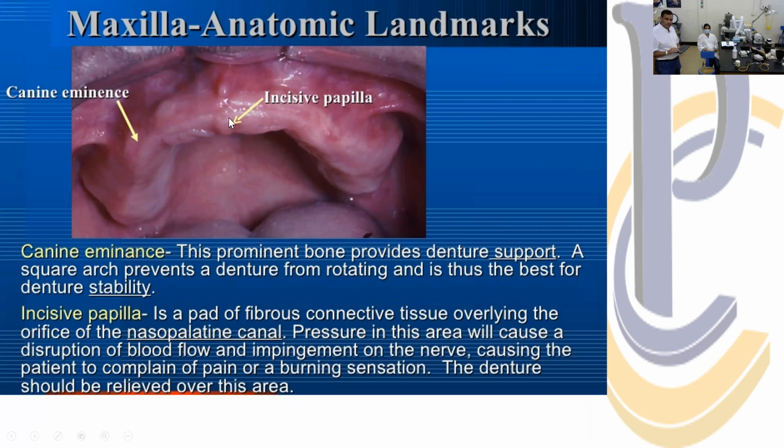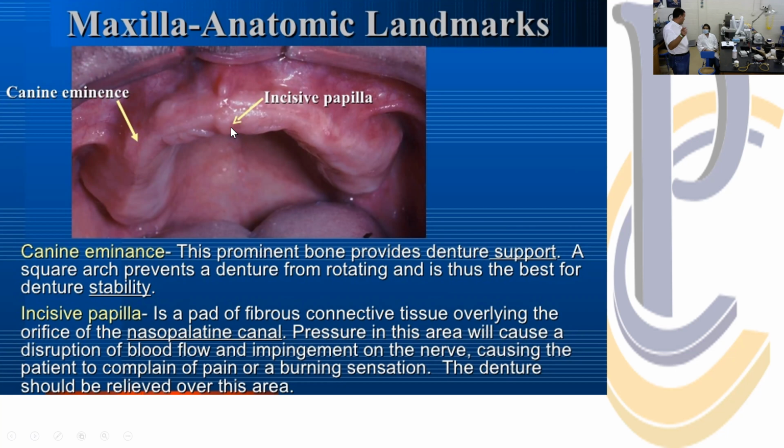Incisive papilla here. Usually when we have the remaining teeth, the incisive papilla is behind the two centrals. The two centrals are called incisors. It's a foramen, an opening in the bone, where nerves and blood vessels go out and supply the palate. When the teeth are extracted, it will be like a bulge. They call it the incisive papilla.